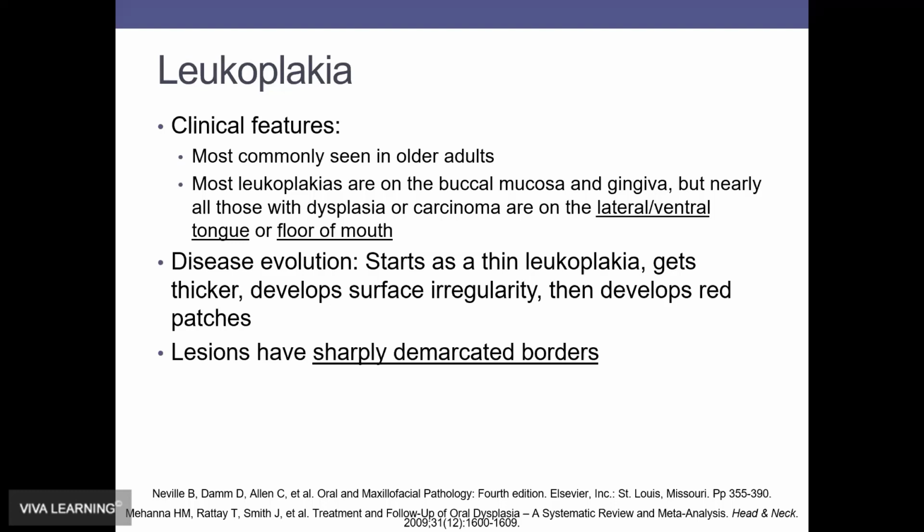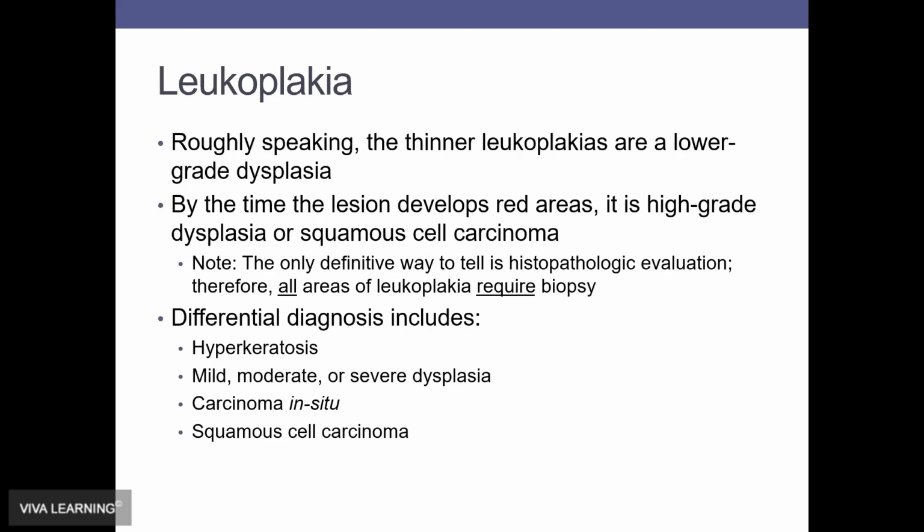Leukoplakia starts thin, roughly, this is a rough estimate, right? Gets thicker, then develops surface irregularities, and then it thins out again and starts to develop these red patches. And these lesions have sharply demarcated borders, and that's such an important sign for me, because if you're trying to determine, let's say, an occlusal lesion, is it frictional keratosis or leukoplakia? Well, if it's confined to the occlusion in an edentulous area and the borders are not sharply demarcated, it's probably just frictional keratosis.